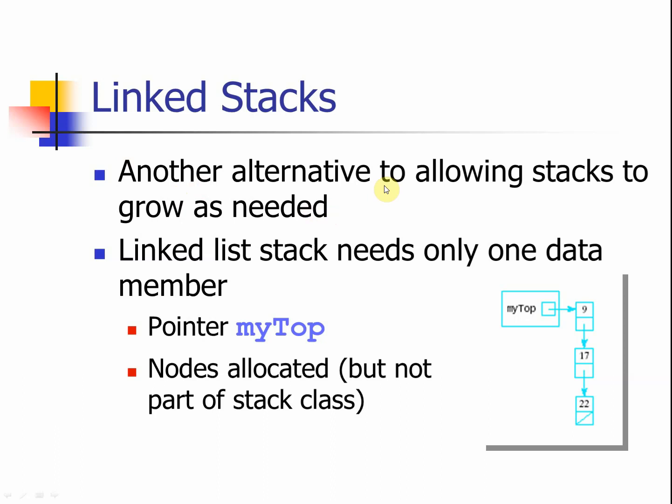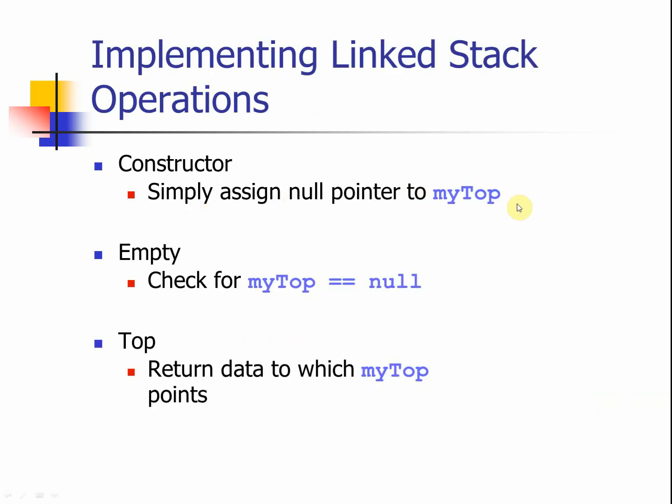So you see that another alternative to allow stacks to grow as needed, which does not have the limitation of the capacity, is to use a linked list. A linked list needs only one data member, a pointer, myTop. In the beginning, all we need to do is initialize myTop as a pointer pointing at nowhere, indicating that it's empty. And that is basically what the constructor does. As long as myTop equals null, we will be able to understand this is an empty stack. For the top function, indicating the value on top, we can simply say myTop->data, output that, and we will get our top function.